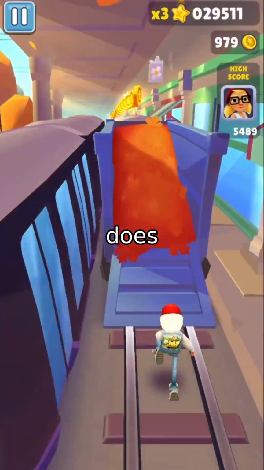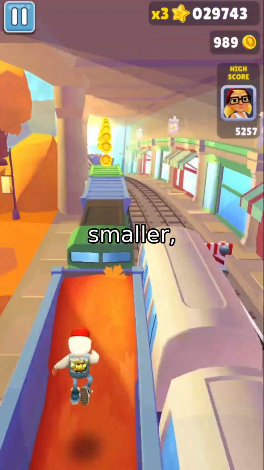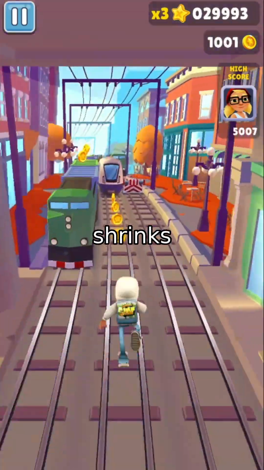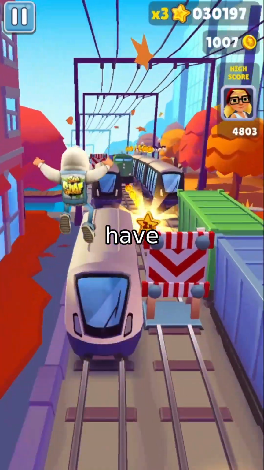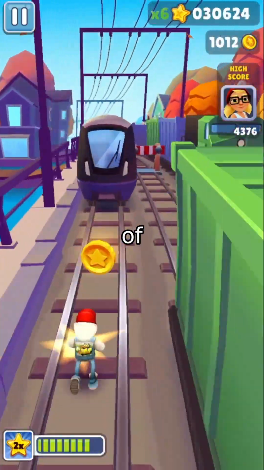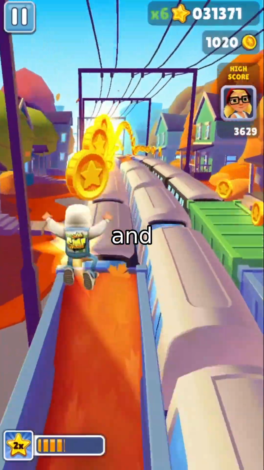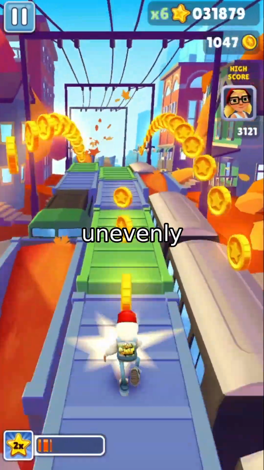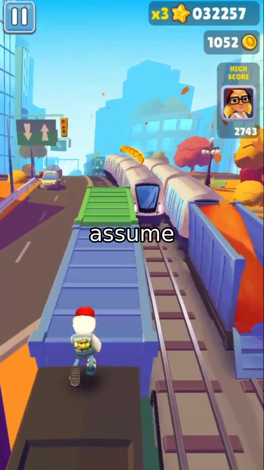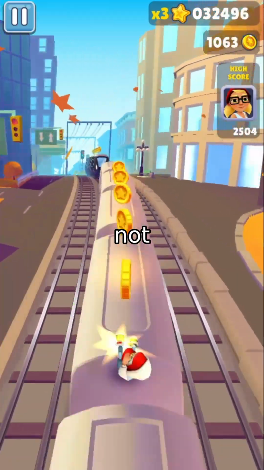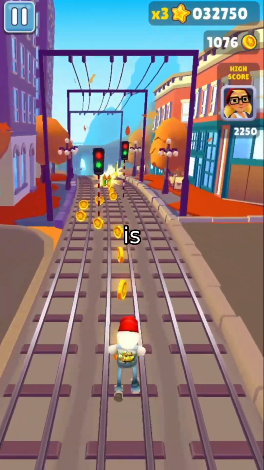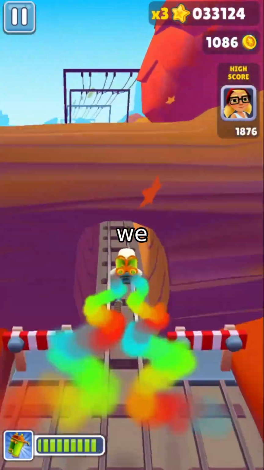Why does this matter? Because as we make our steps smaller, as h approaches 0, the error shrinks quadratically. That means if we halve the step size, the error goes down by a factor of 4. That's fast convergence, and it's called O(h squared) accuracy. And here's the kicker, this works even when the points are unevenly spaced. Most textbook methods assume equal spacing, but real-world data? Not so neat. This method is flexible, robust, and built for the messy world we live in.